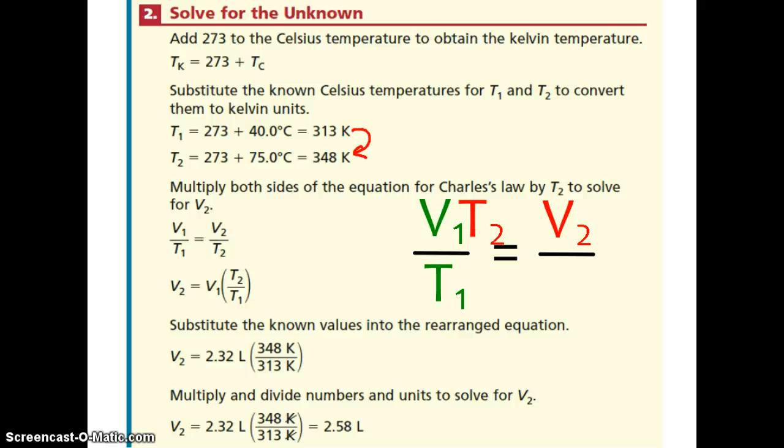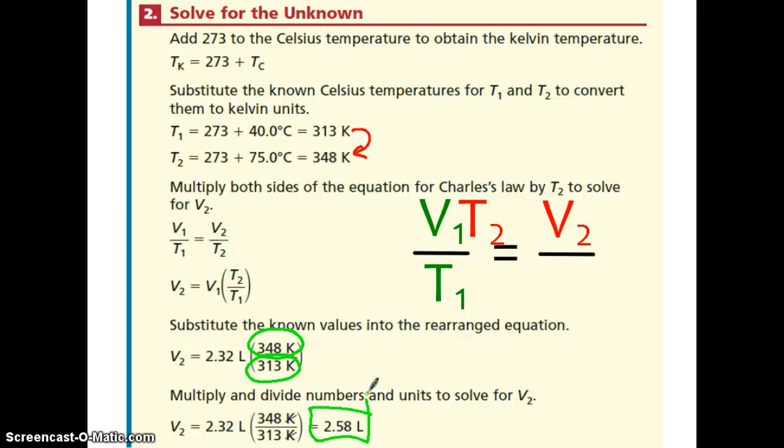Punch in the values. 348 is T2, what the temperature went up to. 313 is what it used to be. Temperature goes up, you see 348 over 313, greater than 1, it's a larger value. Multiply that by the 2.32, you get 2.58 liters. Goes up just like it should.